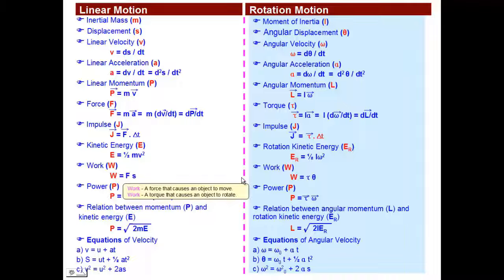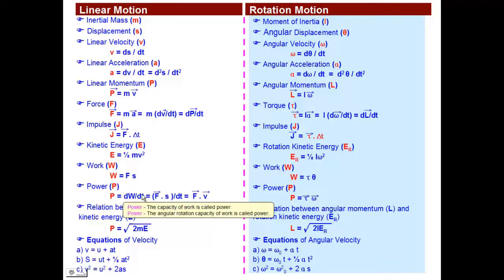Next is work, on both sides. In linear motion, the definition of work is force multiplied by s: a force that causes an object to move is called work. Now with respect to rotation, a torque that causes an object to rotate, if any object rotates by using the torque, is called work.